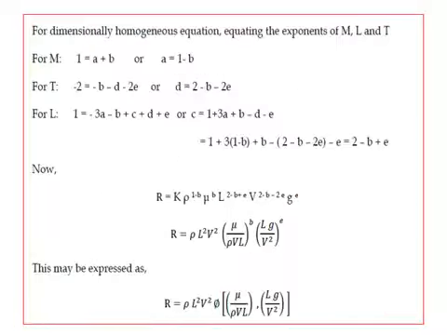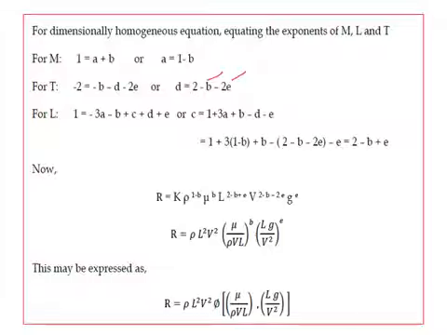Now equating the powers for M, L and T. So we have 1 is equal to A plus B. So we are expressing A in terms of B, which is 1 minus B. Similarly, equating the exponents for T, minus 2 is equal to minus B minus D minus 2E. So D can be written as 2 minus B minus 2E, and so we have expressed it in terms of B and E.